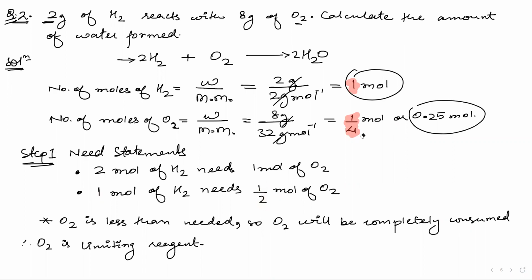Keep the sequence in mind: need statements, and before the need statement you need the number of moles of each reagent. After the need statement you will do the form statement, then you will form the product.